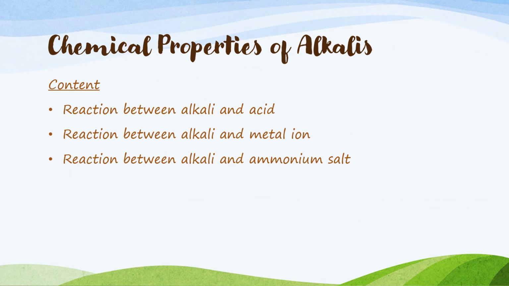Okay, and the second part of the topic, we're going to see the chemical properties of alkalis. There are three reactions that we're going to have a look at. The first one is the reaction between alkali and an acid. The second one, the reaction between alkali and metal ion. The third one, the reaction between alkali and ammonium salt. However, I'm not going to provide you with any videos for this part. So we're going to go through the general equation and an example of the reaction for each of these chemical properties.